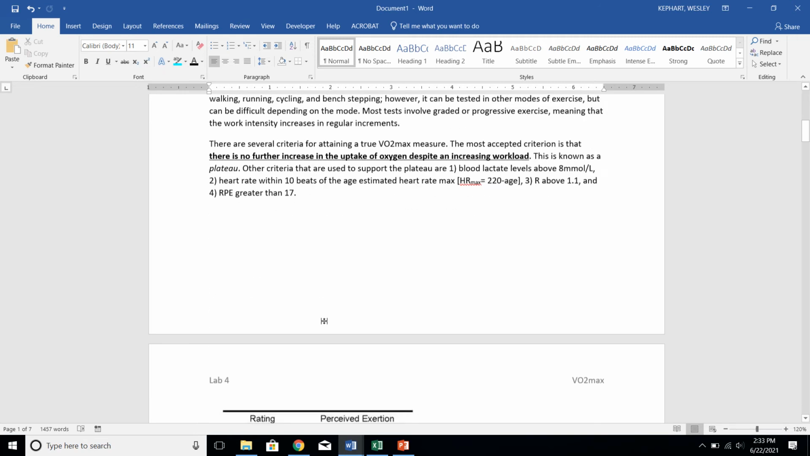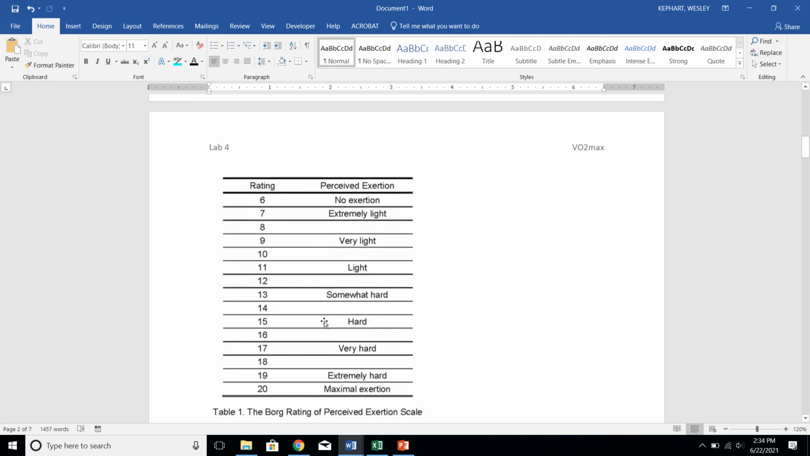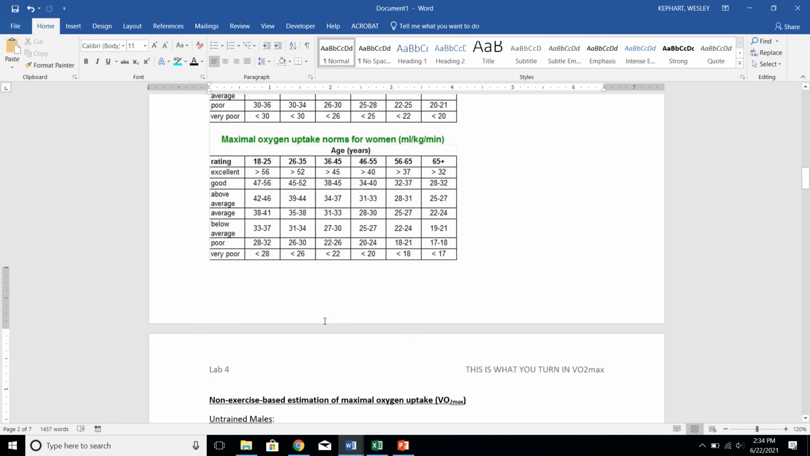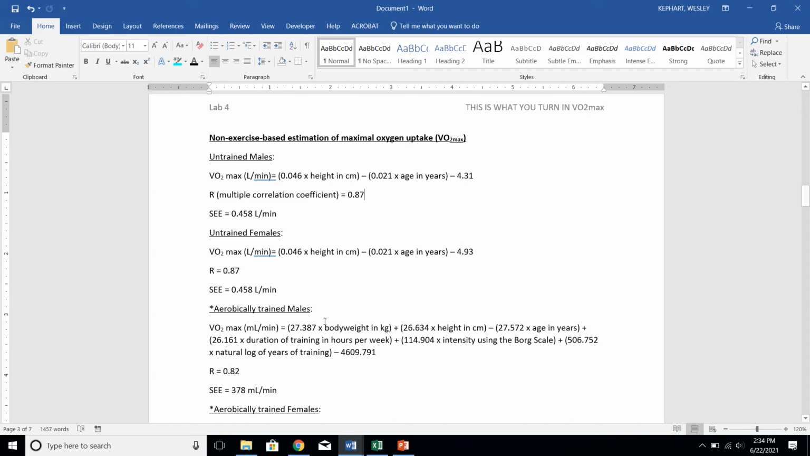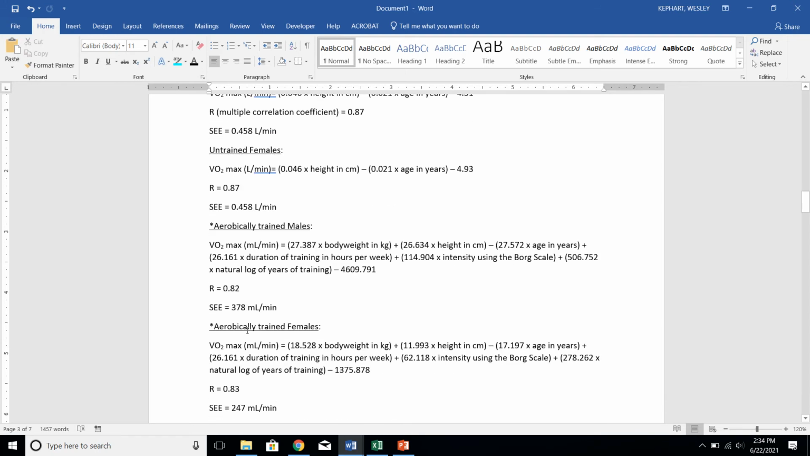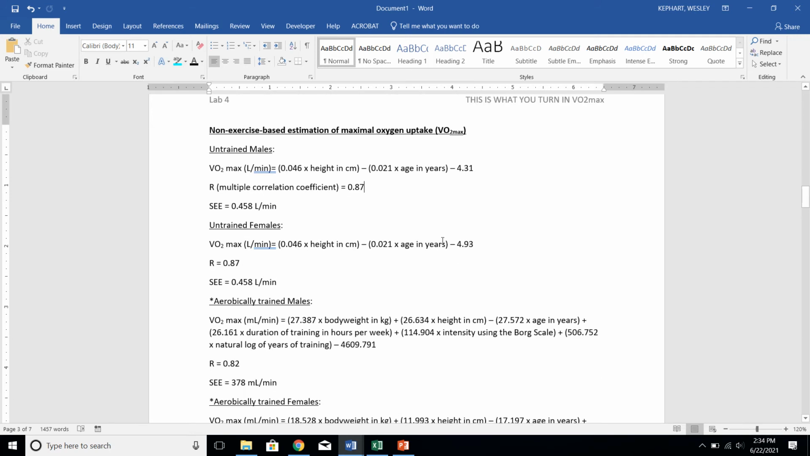So, this right here, the very first predictive test where you do not exercise: non-exercise based estimation of maximal oxygen uptake, or VO2 max. What you'll see here is we have one, two, three, four different equations. The first two aren't super busy, but the next two are relatively busy. So I'll talk about these just a little bit.